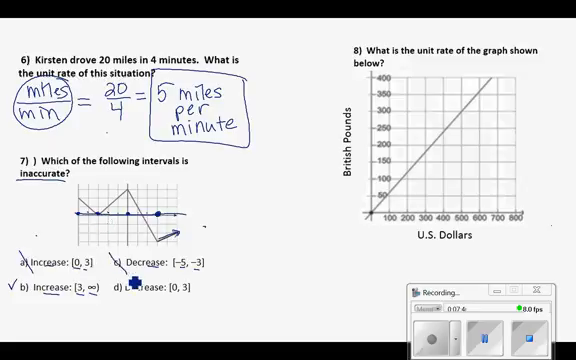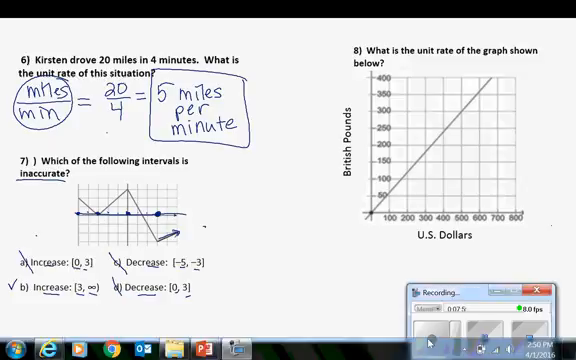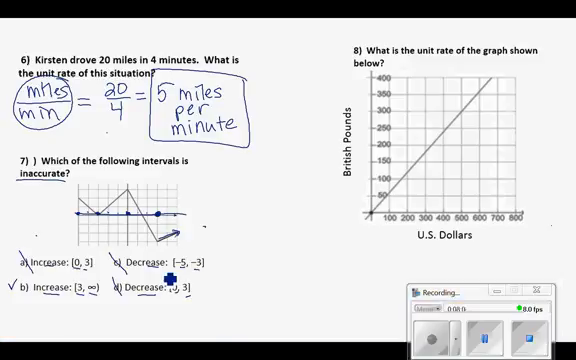Let's look at answer choice D, a decrease from 0 to 3. From 0 to 3, it is decreasing. So let me correct myself. C, decrease from negative 5 to negative 3, is accurate. And then 0 to 3 decrease is accurate. So we were looking for the inaccurate one, which would be A, 0 to 3 of an increase.